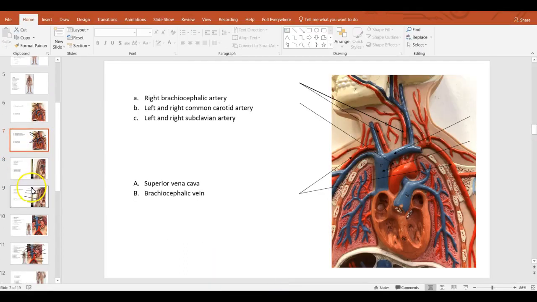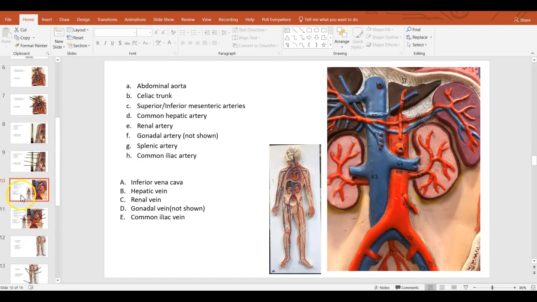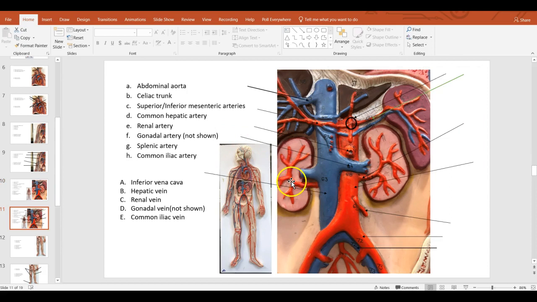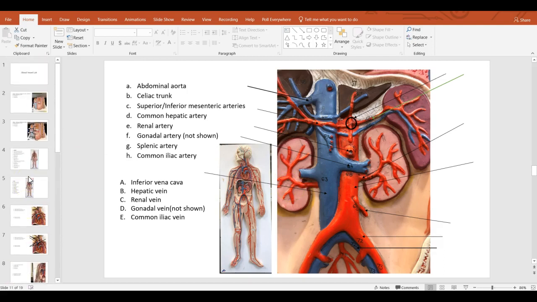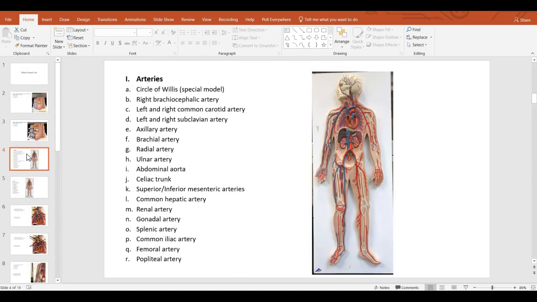Here and there you will notice that something says not shown. If it says not shown, it's not on the lab exam. So only the things that I have callouts or arrows for are the things that you want to know. And again, if it says not shown, you don't need to know it. So first thing, be able to identify all of the blood vessels that don't say not shown.